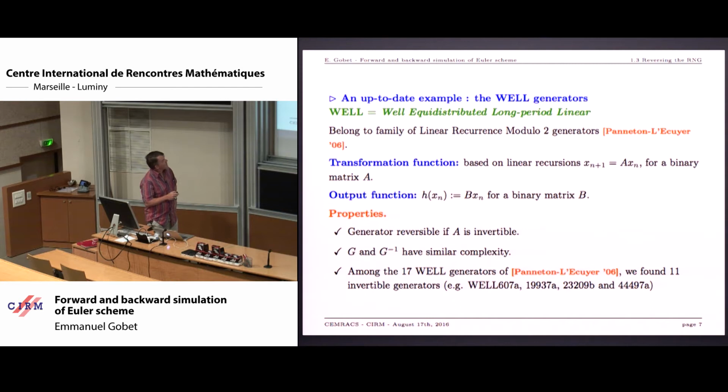Also, the WELL generators are famous random number generators. So you can also invert this generator. Not all, but there's a list of WELL generators you can invert. Panneton and L'Ecuyer designed 17 WELL generators, and in fact you can list all the generators, and some of them are invertible. So there are some tricks to go forward and backward in your generator without any cost, in fact.